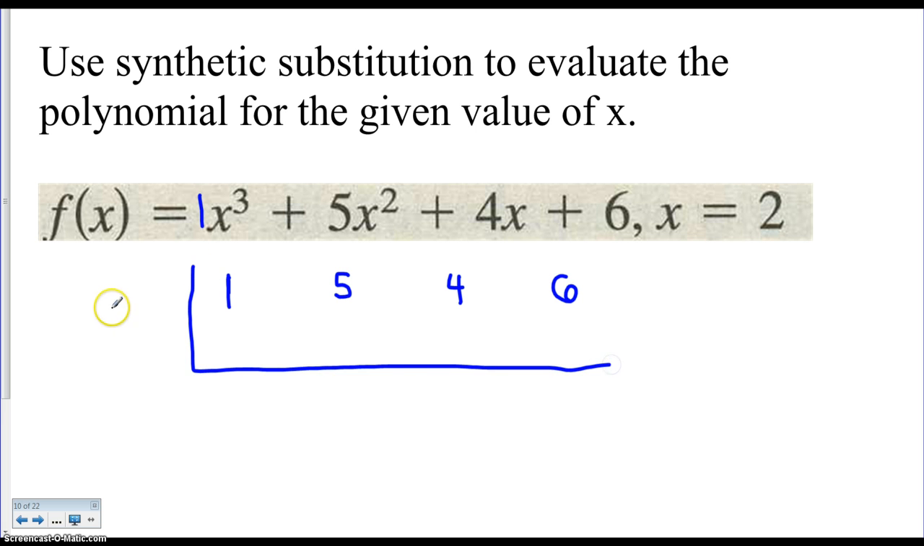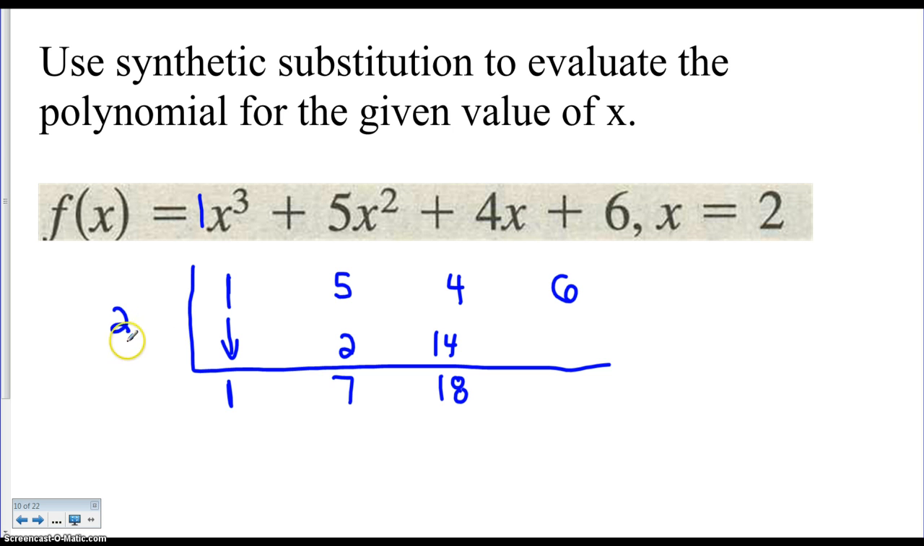So what I'm going to do is plug 2 in. So what I'm going to do is bring down the 1. I will always bring down that first term. And on this bottom row, I am always multiplying this bottom row by what I'm plugging in. So I'm going to take a 1, multiply it by 2, and put it underneath the next coefficient. I am always going to be adding these two numbers. So 2 plus 5 gets me 7, 2 times 7 gets me 14. I am always adding down, which gets me 18.